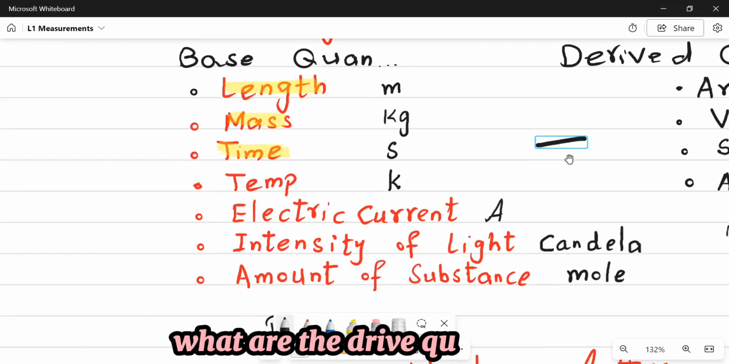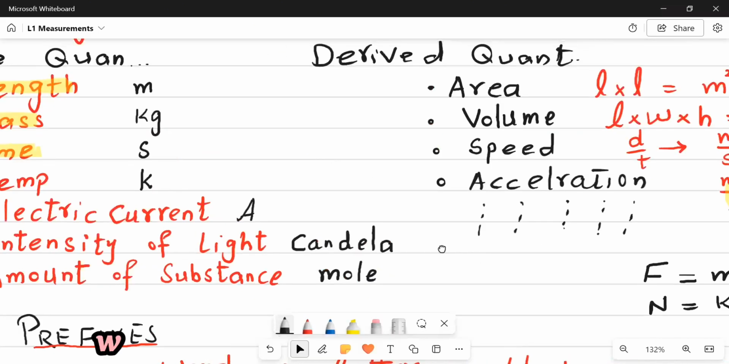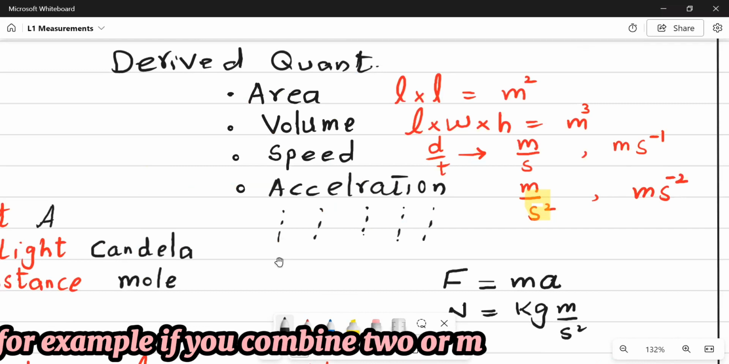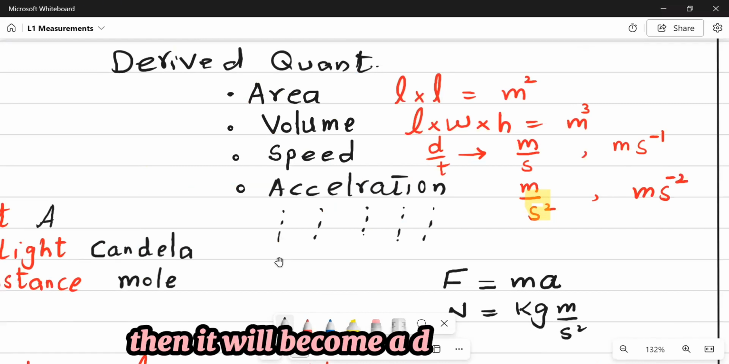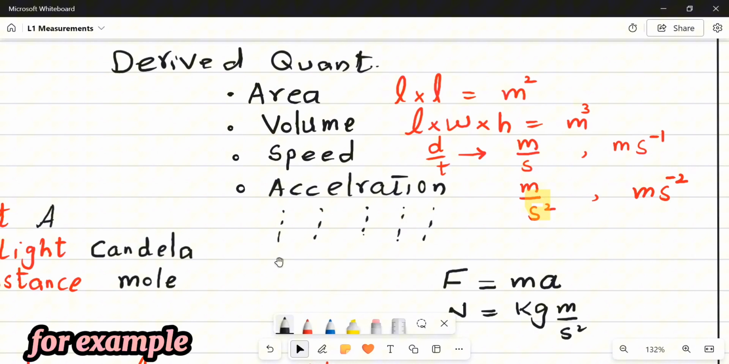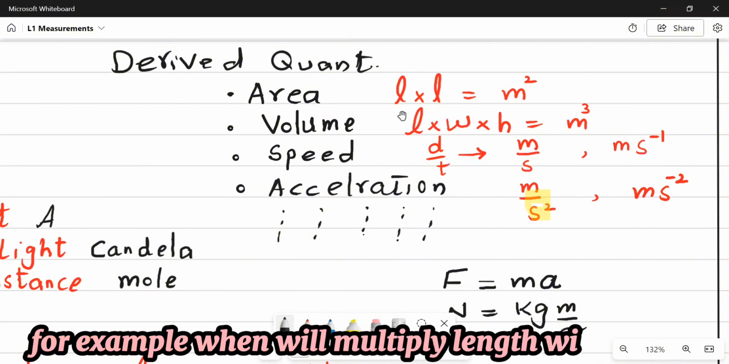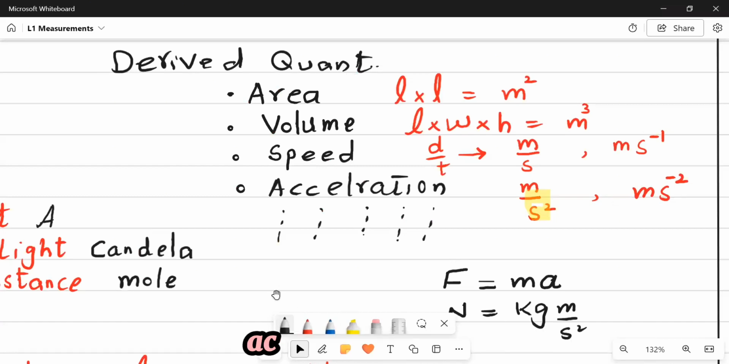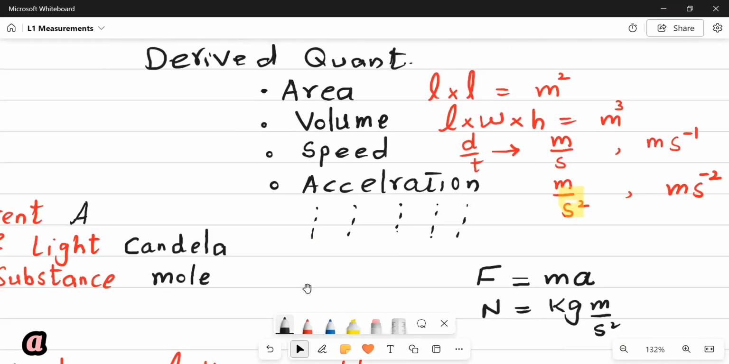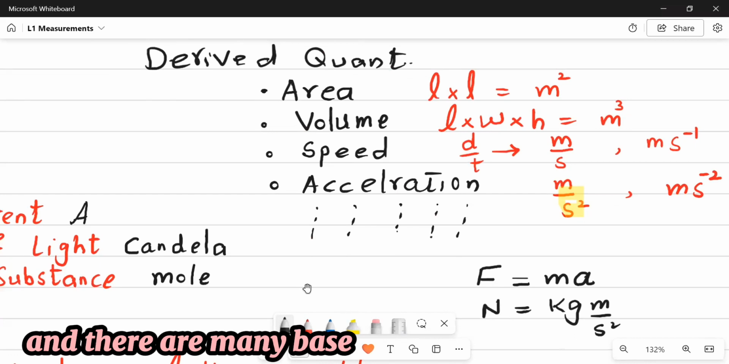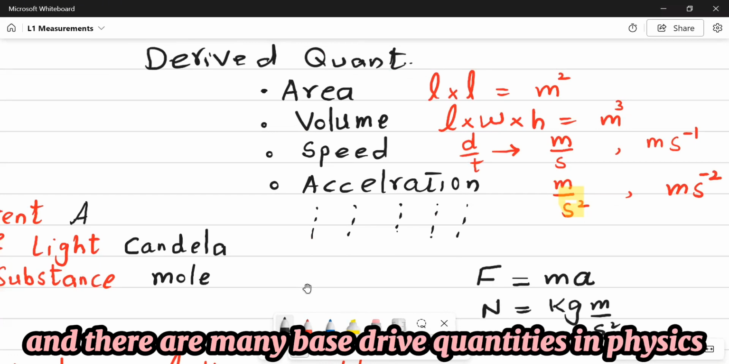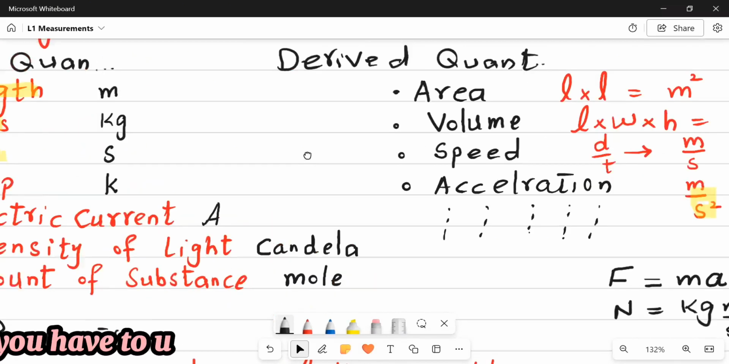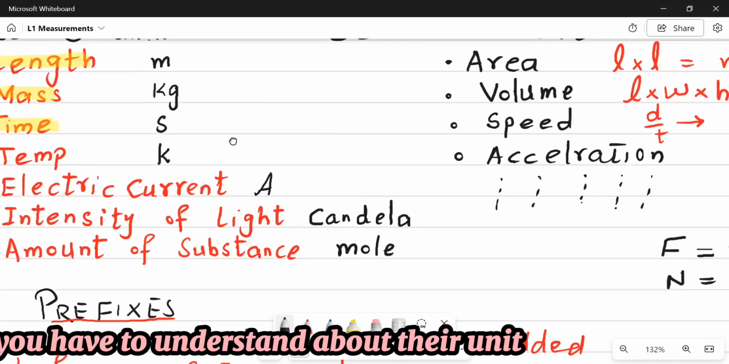What are derived quantities? Derived quantities are a combination of base quantities. For example, if we combine two or more base quantities, then it becomes a derived quantity. When we multiply length with length, it becomes area. Similarly, volume, speed, acceleration, force, and there are many derived quantities in physics. So base quantities are only 7, and you have to understand their units and names.